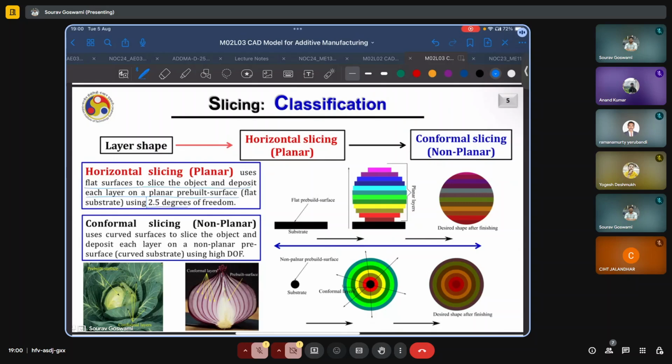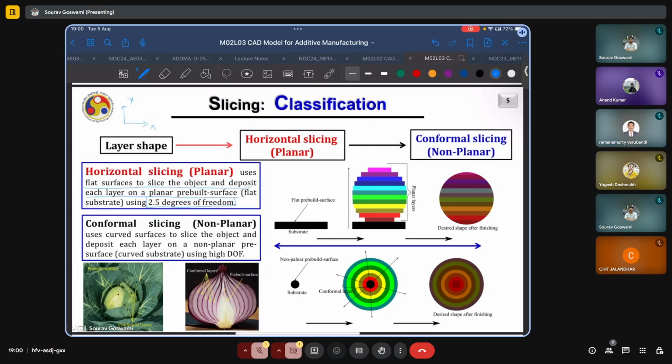using 2.5 degrees of freedom. What is this 2.5 degrees? So one degree of freedom is along the x direction, one is along the y direction. However, the third degree of freedom along the z direction is not continuous. That is, we move the deposition head up or the build table down intermittently, and thus it is only counted as a 0.5 degree of freedom instead of a complete DOF. So 2.5 degrees.